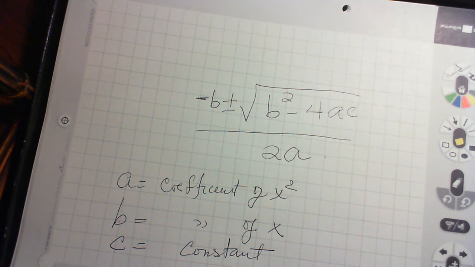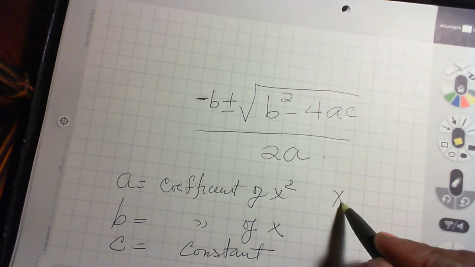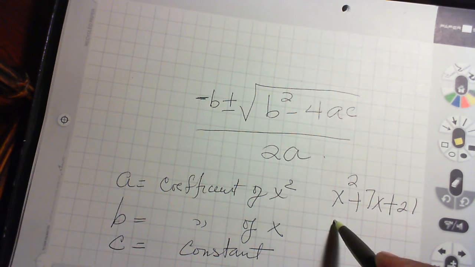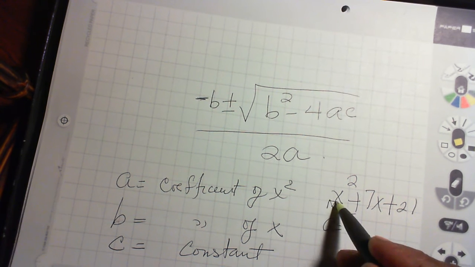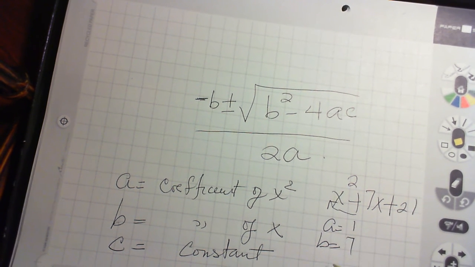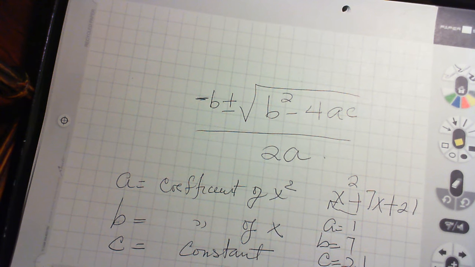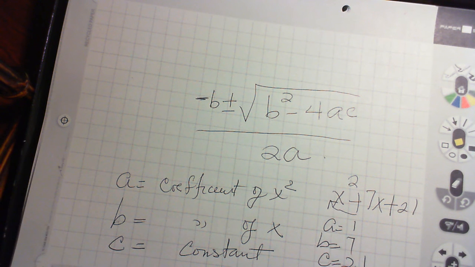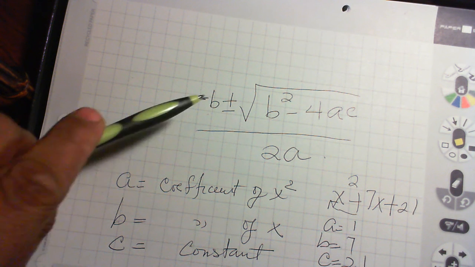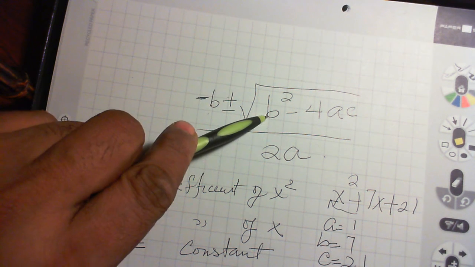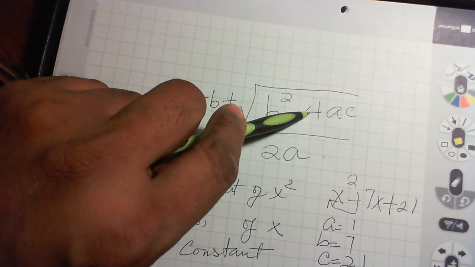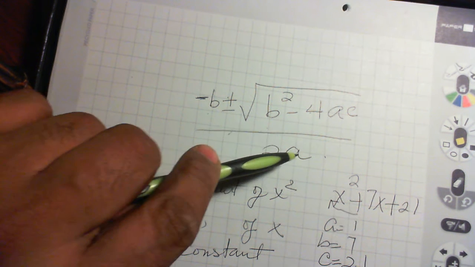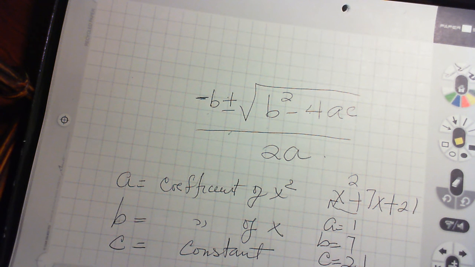Okay, so if I have an example, x squared plus 7x plus 21, what is a here? A is 1, the coefficient of x squared, b is 7, and c is 21. Then you say, okay, what is minus b? Minus b is minus 7. Stick your minus 7 here, plus or minus the square root of b squared, that's 49, minus 4 times a, which is 1, times c, which is 21, divided by 2 times 1. Okay?